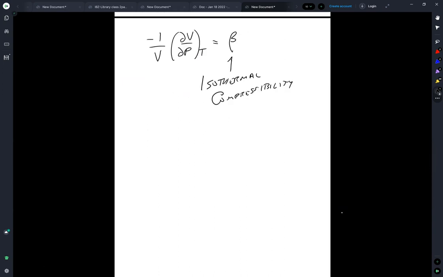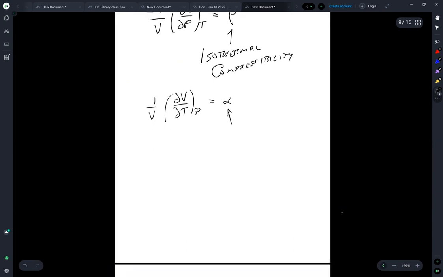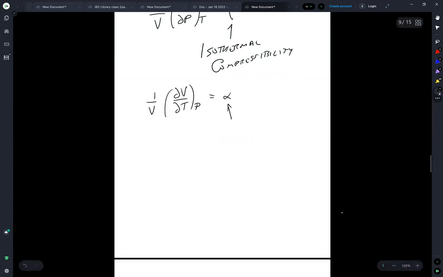Right? And similarly, 1/V dV by dT at constant P is alpha. This is the isobaric thermal expansivity.